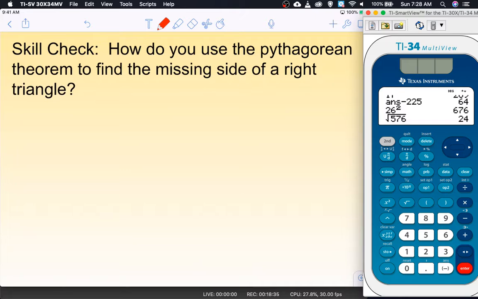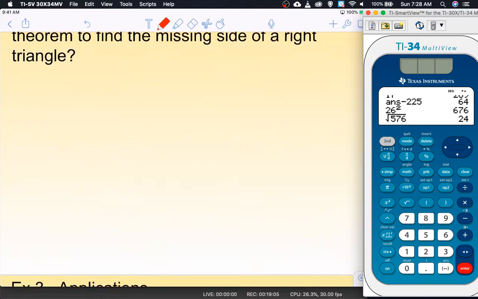So you write down your formula. You plug in the sides for the A, B, and C, making sure that the hypotenuse goes in for the C, and then you solve the equation. That's what I would put. I'm not going to write that all out because it would take me a while. Write down the formula, plug in your sides, making sure the C is for the hypotenuse, the longest side, and then solve the equation.